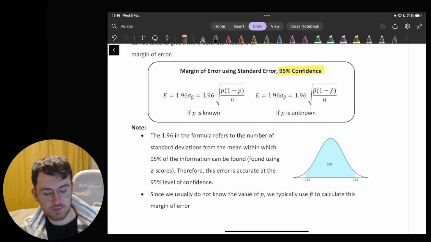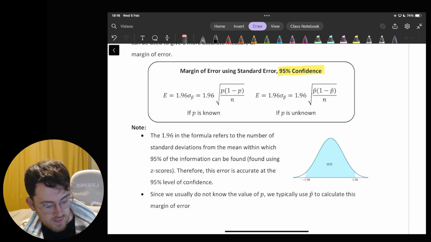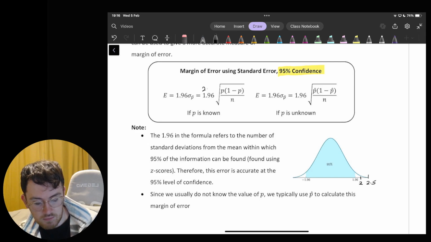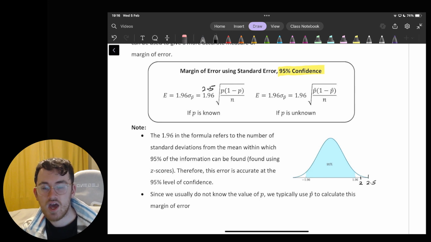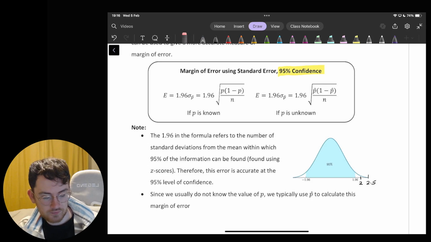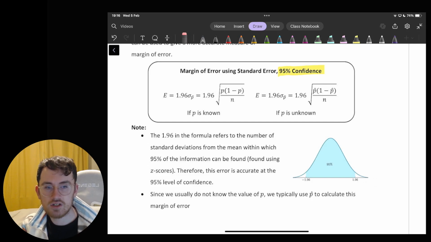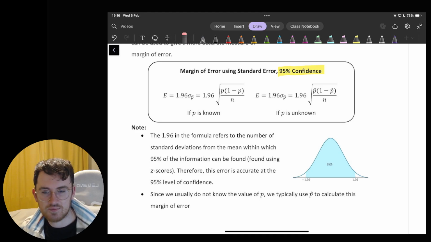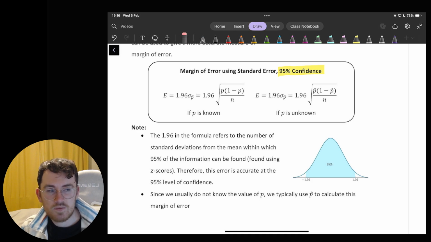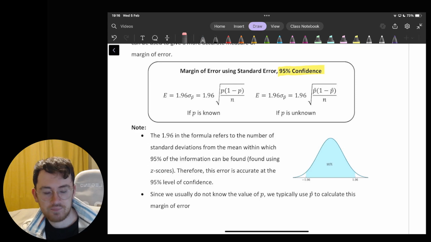Thinking about the margin of error here, if I increase my margin of error, that would mean increasing this value here. So say I went to 2.5, that would mean I'm multiplying by 2.5, and therefore my margin of error would be larger. To include more information within the range, I would need to extend my margin of error, and that's something we're not necessarily willing to do. So we allow slightly less confidence to ensure a little more accuracy. As I've said already, since we don't know the value of p generally, we'll usually use p hat in calculating this margin of error.